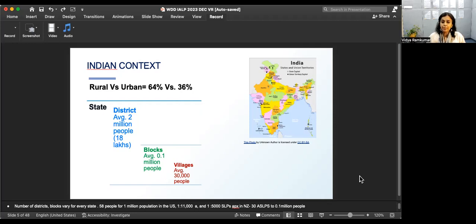Like, for example, a state like Uttar Pradesh, which is one of the largest states, can have very large numbers, whereas a Kerala or Goa, which are smaller states, can have much smaller units. But this is just to give you an idea of what the kind of numbers can be.